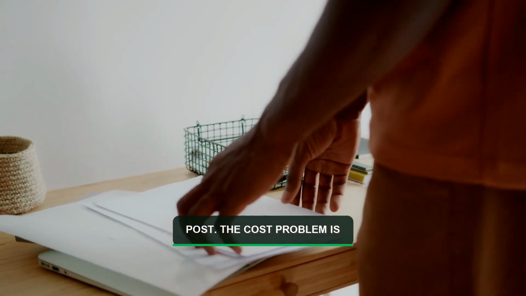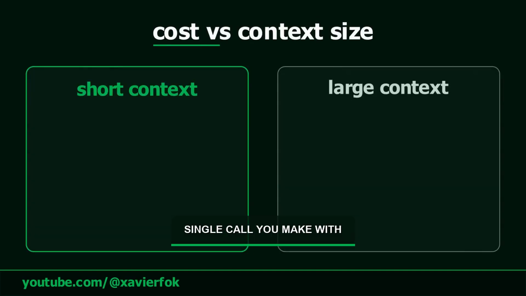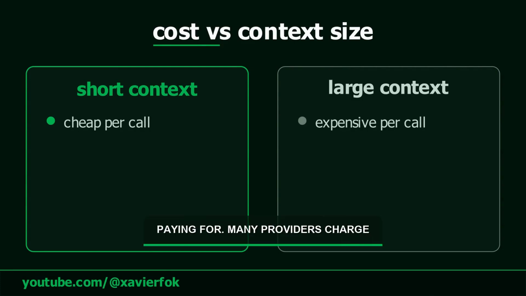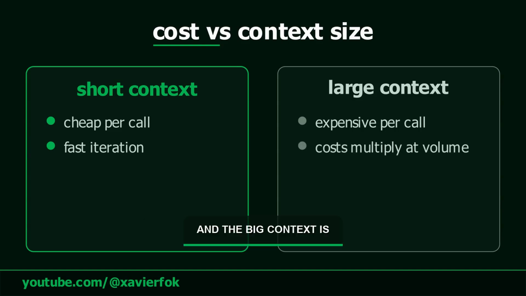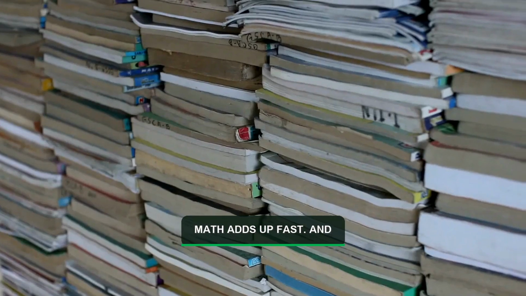The cost problem is real and compounds fast. The first thing a bigger context window changes, and the thing most people underestimate, is cost. Because tokens are the unit you pay for. Every single call you make with a large context is expensive relative to a smaller one. And it is not just the input tokens you are paying for. Many providers charge separately for output tokens too, and the big context is the input side. If you are building something that makes dozens of calls a day with a 100K token context on every call, the math adds up fast.